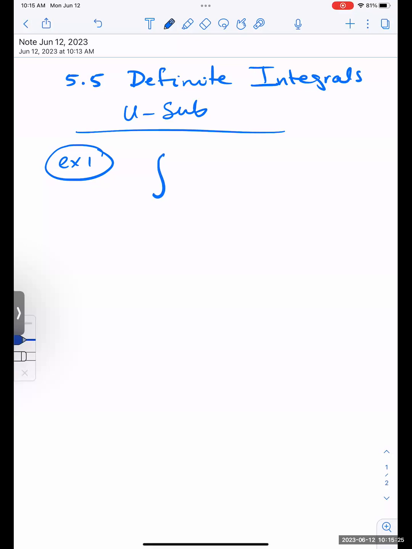Integral from 2 to 5 of 4 minus 2x. Let's just do this one as a quick reminder of if you remembered anything from integral from Calc 1. So do it and send me your final answers. So see if you remember how to do it.